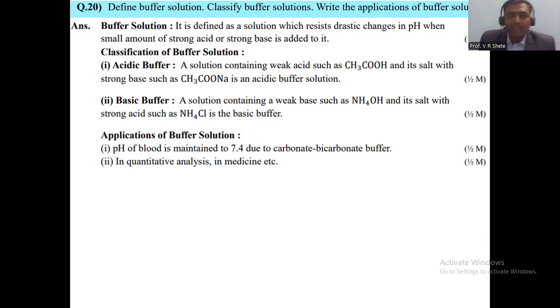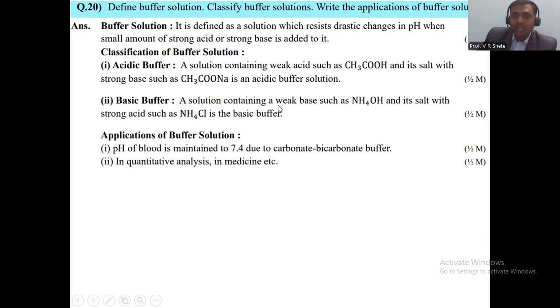So we know that buffer solution has been classified in 2 ways. The first one is acidic buffer. The second one is basic buffer. What is an acidic buffer? The buffer containing a weak acid like acetic acid, formic acid with its salt with a strong base like NaOH, KOH, and the salt will be sodium acetate like this one. This acts as an acidic buffer. And what is a basic buffer?